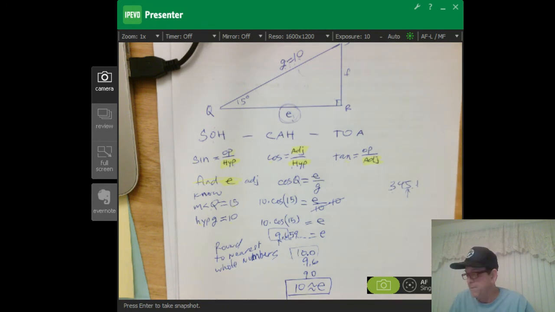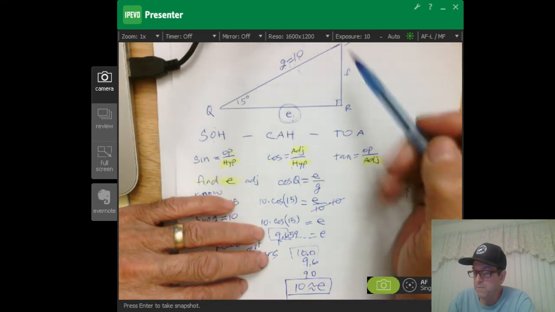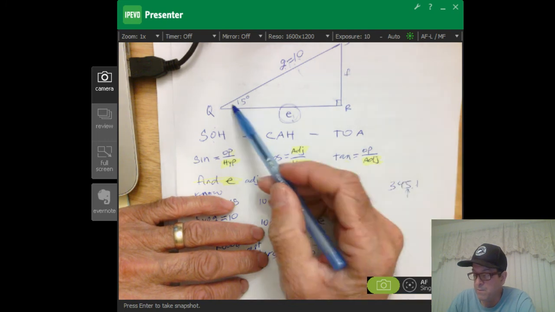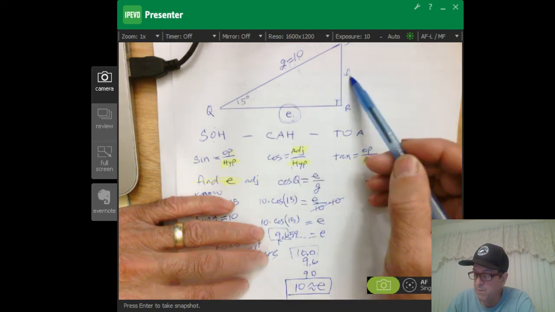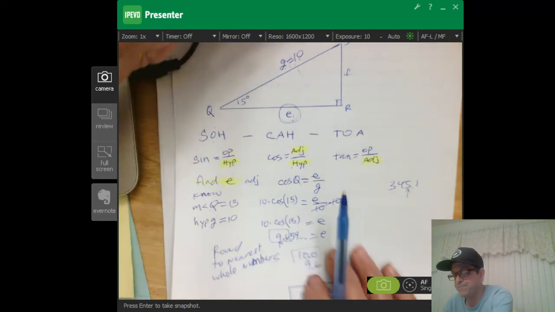Okay, so that one we used the cosine. If we're looking for a different side, let's say we're looking for E instead, well, then we would do the same thing, but we would use the opposite side and the hypotenuse.